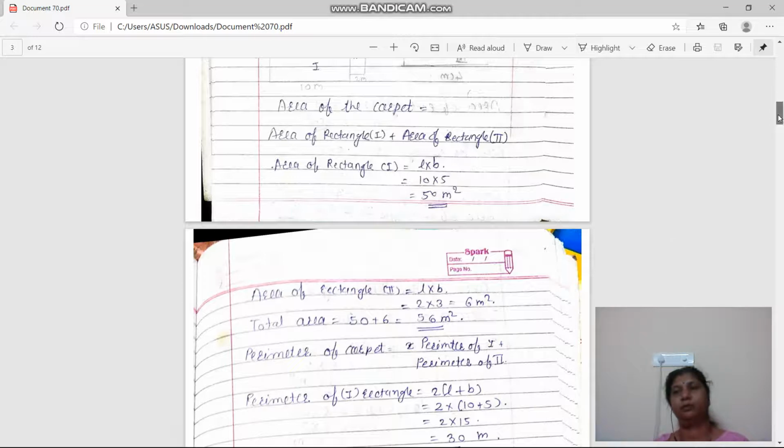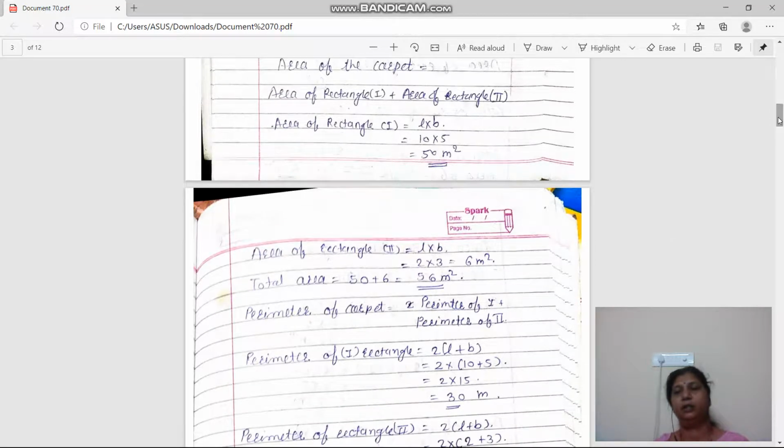So what is the formula of perimeter of rectangle? 2 into bracket length plus breadth. So perimeter of carpet is equal to perimeter of first rectangle plus perimeter of second rectangle. So perimeter of first rectangle is equal to 2 multiplied by in bracket L plus B. So it is 10 plus 5, that is 15. 15 into 2, 30 meter. Clear? Now next.